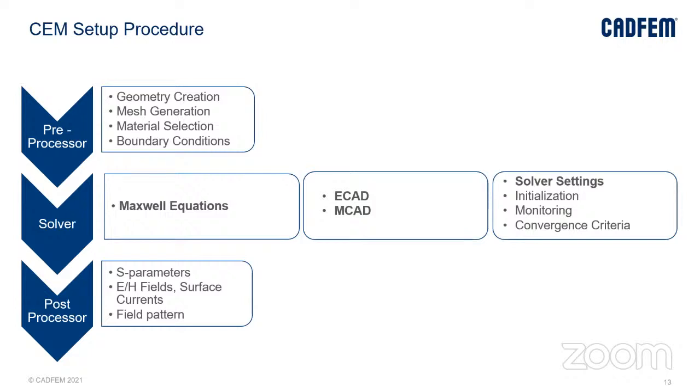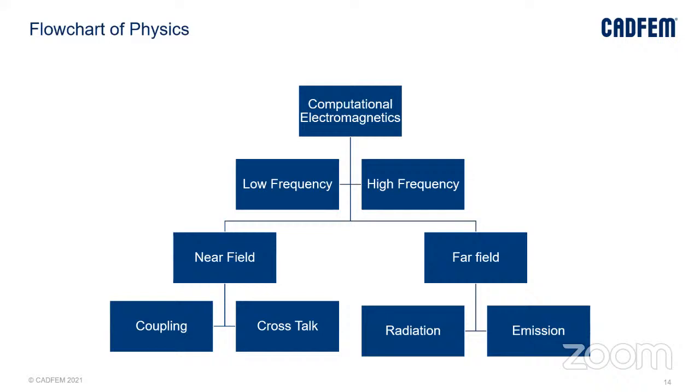How to set up the structure for simulation. Electromagnetics can be divided into two types, low frequency and high frequency. In the case of high frequency, there are again two criteria: one is near field and one is far field.